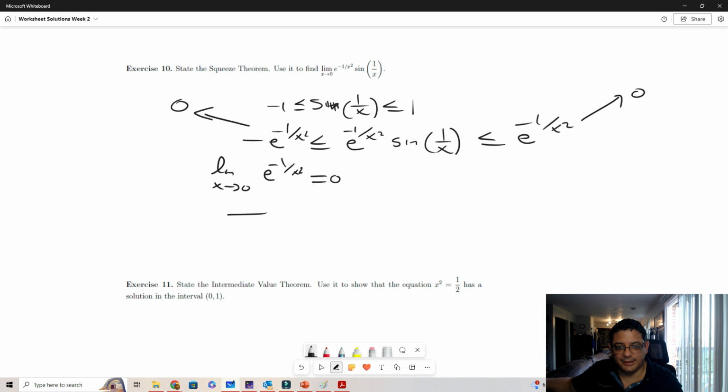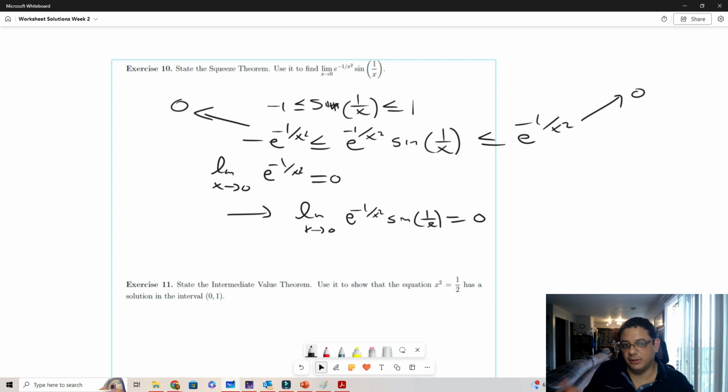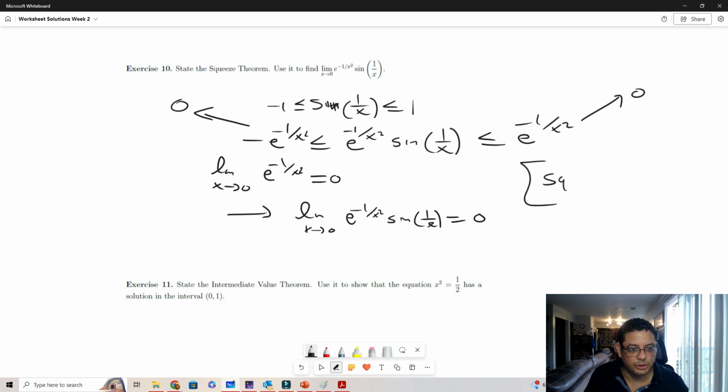And so that implies, by the squeeze theorem, that the limit when x goes to 0 of this is 0. Notice that the key thing is that we cannot compute the limit directly, and we're using a sine, so that's what tells me that I could use the squeeze theorem. So remember, somewhere you should put squeeze theorem.